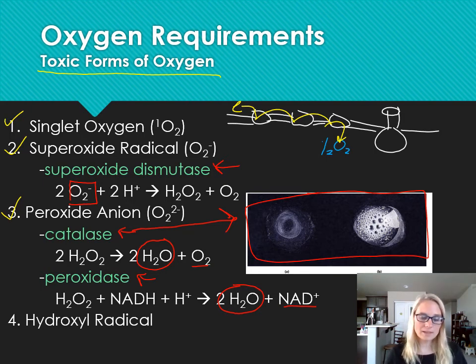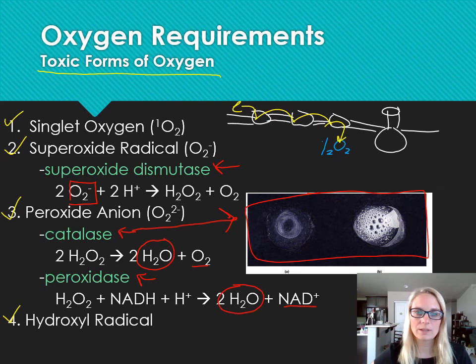The last radical, or toxic form of oxygen, is called the hydroxyl radical. It is formed from ionizing radiation like gamma rays and X-rays, and from an incomplete reduction of hydrogen peroxide, so again an inadequate peroxide anion reduction. But because catalase and peroxidase work really well, we don't typically see the hydroxyl radical very often, and we don't have a lot of exposure to ionizing radiation, luckily. So in this class we're going to focus primarily on the two types of toxic forms of oxygen that we have enzymes for: superoxide dismutase, catalase, and peroxidase.